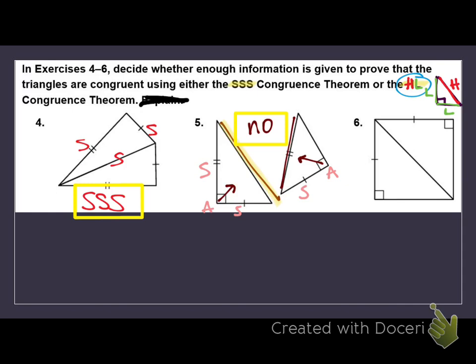And then number 6, we have 2 right triangles. Are the hypotenuses congruent? Yes. The hypotenuse is the side they share. So that looks a little different. And then they have a leg congruent to a leg. So this is hypotenuse leg. Questions about this section? Bless you.